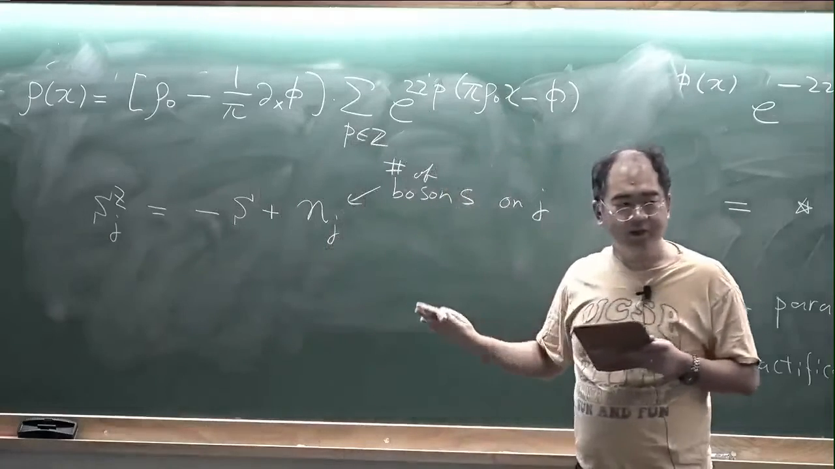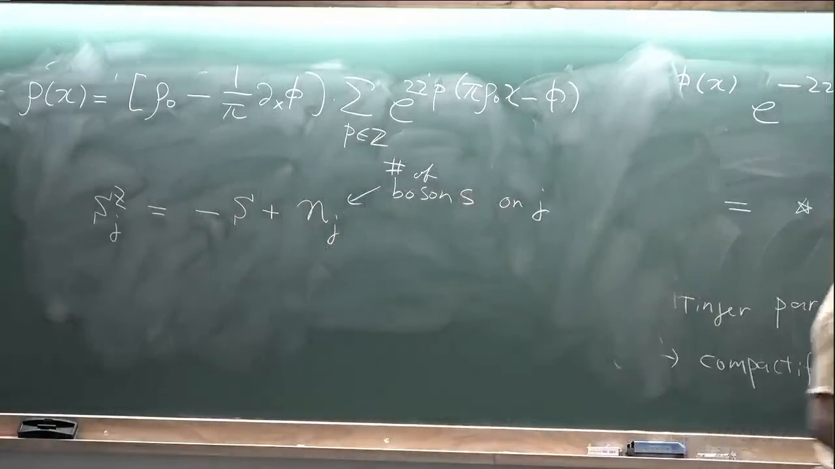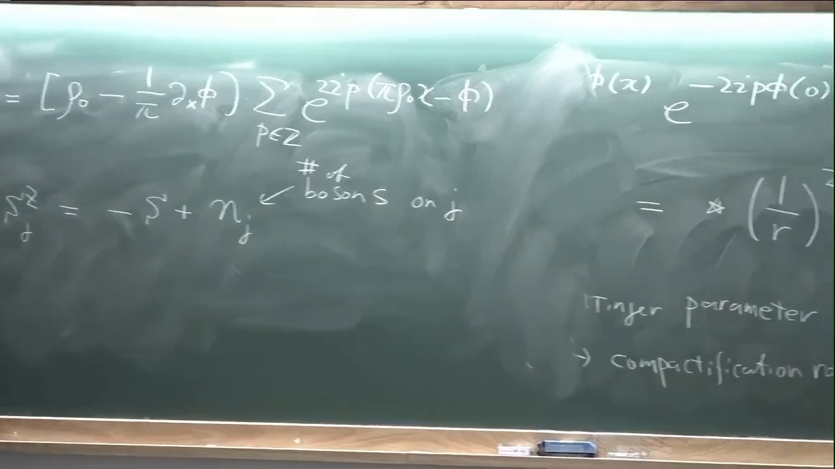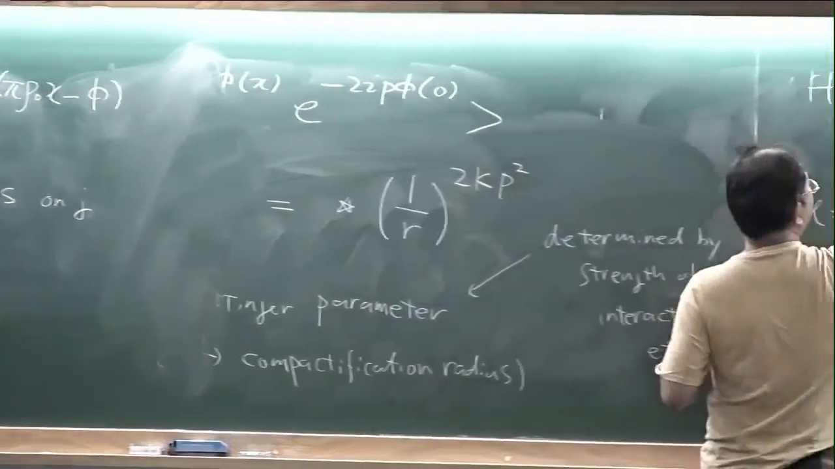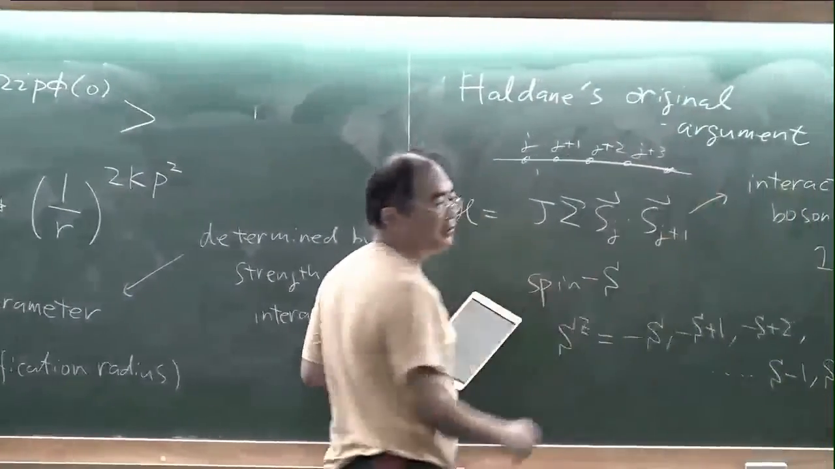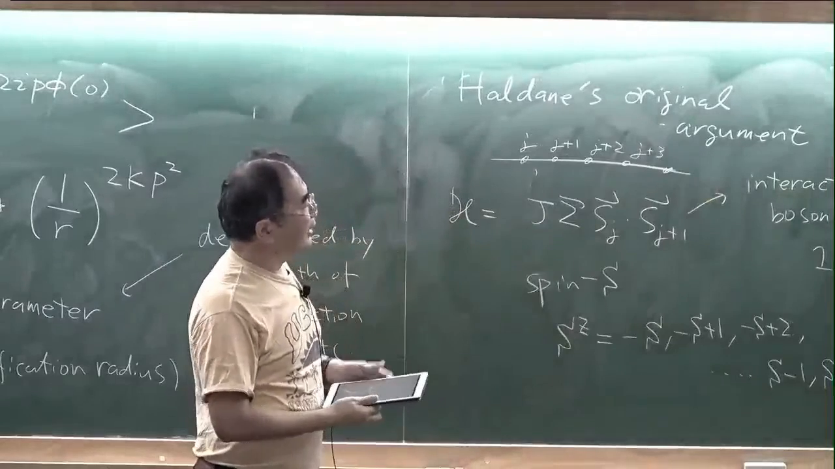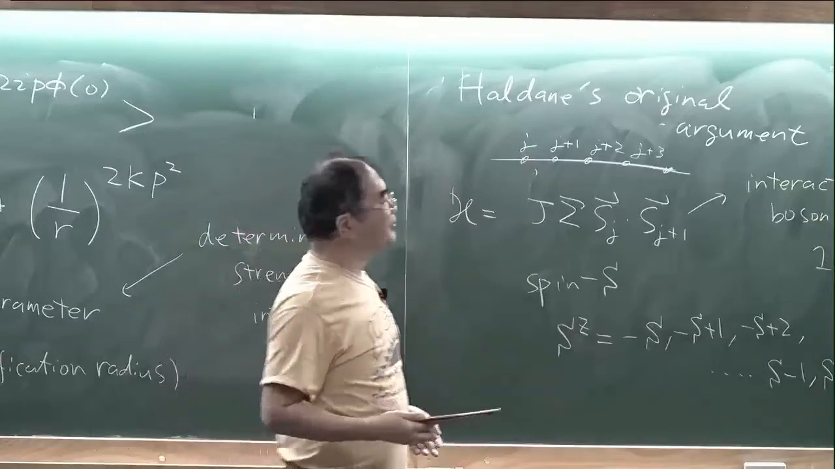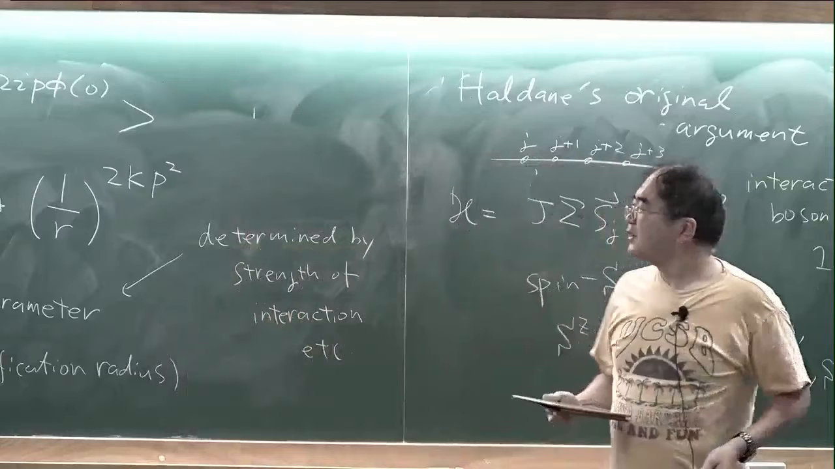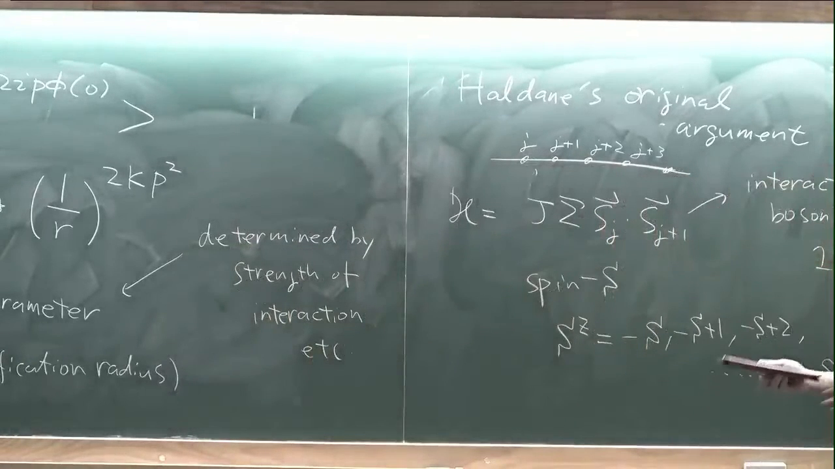Site J. But this spin chain was defined on a discrete lattice, like a one-dimensional chain: J, J plus 1, J plus 2, J plus 3, and so on. And I explained this phenomenological bosonization, which applies to many particles moving on one-dimensional space continuously. So there is some difference.